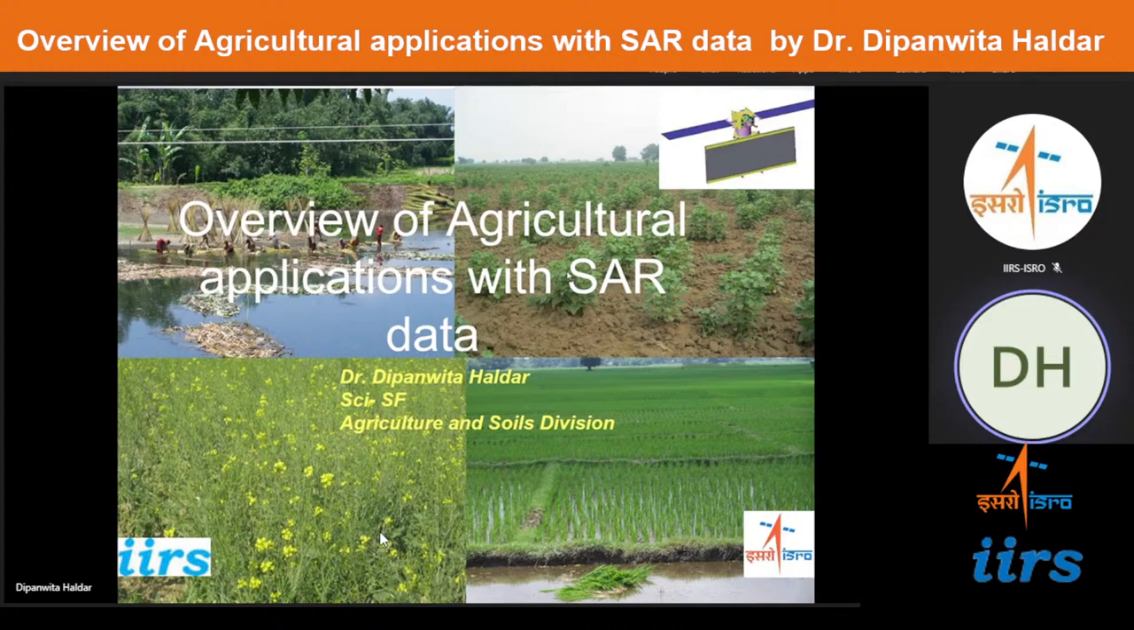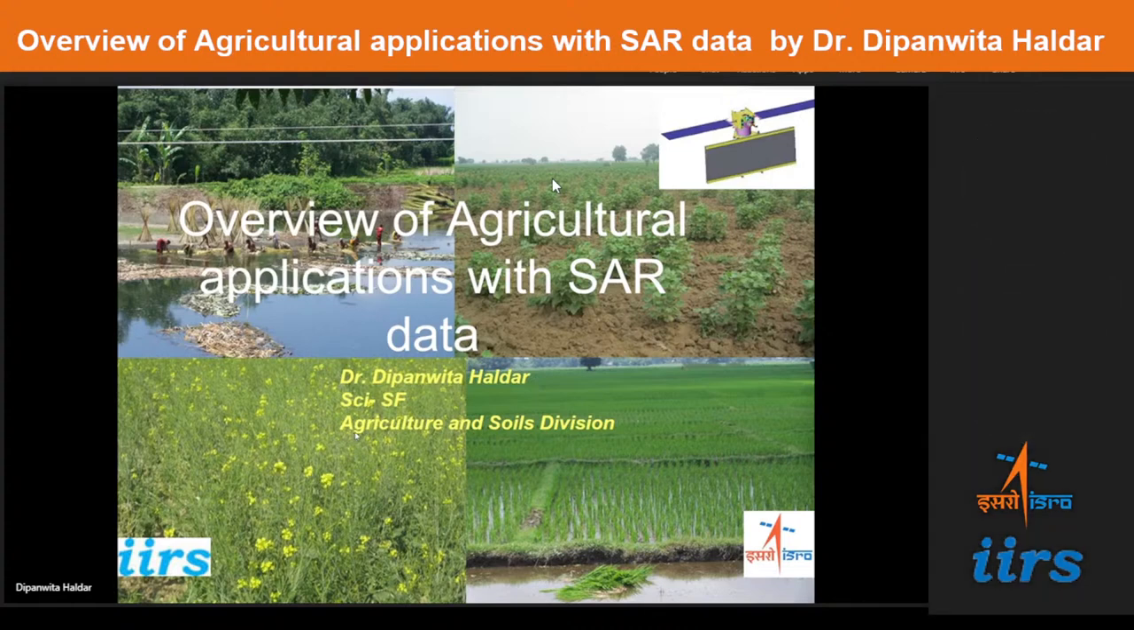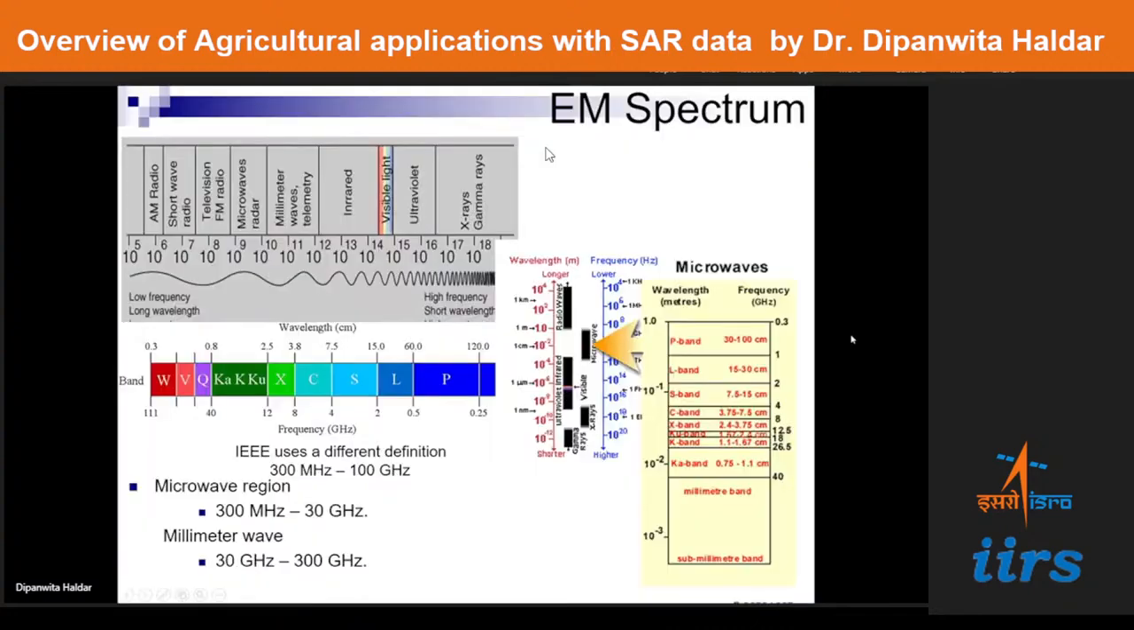These are some of the crops. You can see the kharif crops mostly, and mustard is a rabi crop. A lot of applications and studies are being carried out with the SAR data.